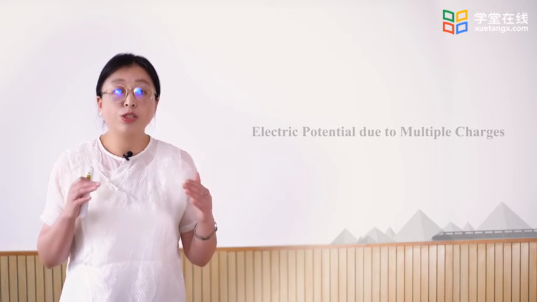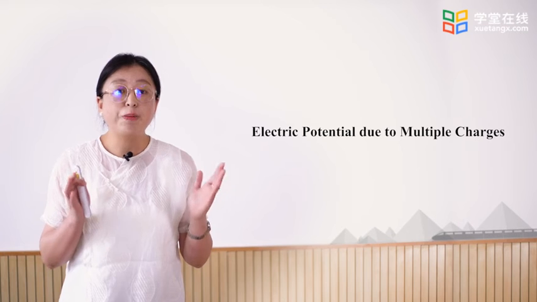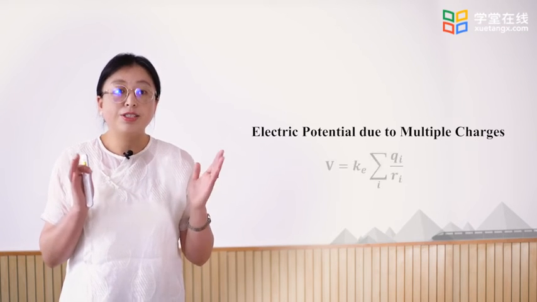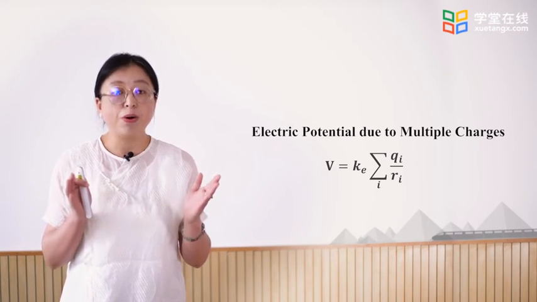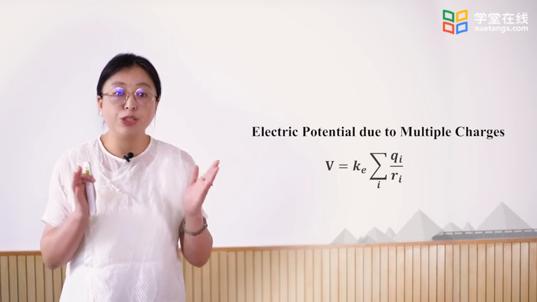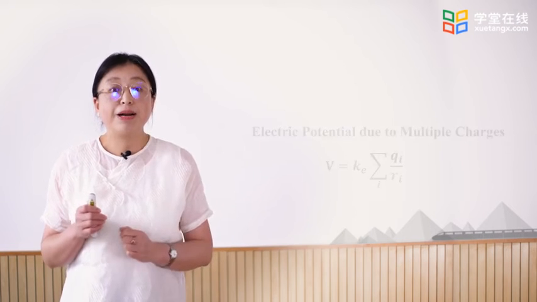If there are 2 or more point charges, how do we calculate the potential? Do you remember the superposition principle? The total electric potential at some point P due to several point charges is the sum of the potentials due to the individual charges, as shown here. Please note, this is the algebraic sum rather than the vector sum. No need to consider the directions.